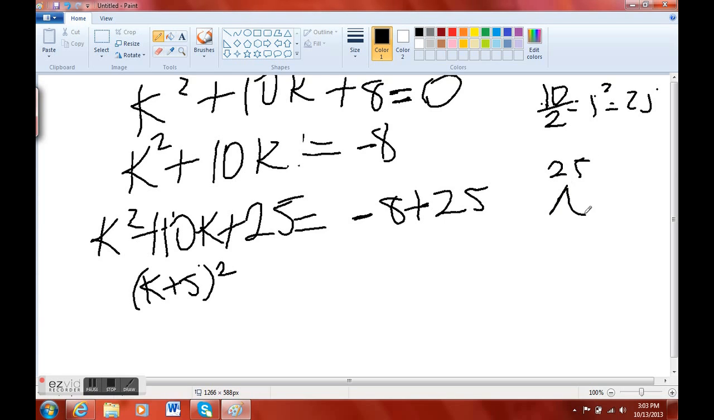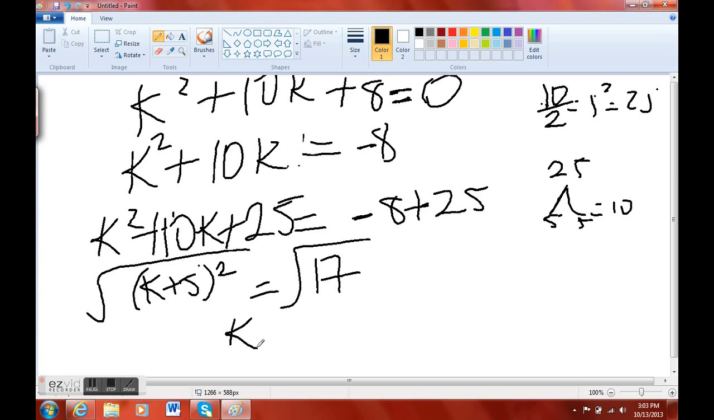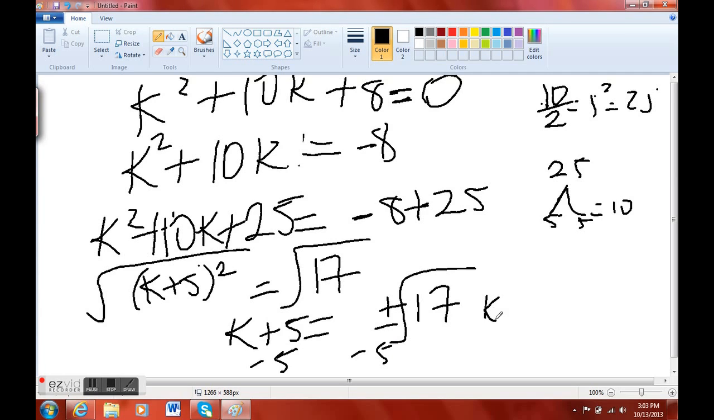And we take the square root of both sides, square root of 17. Subtract 5 from both sides. That gives you k equals negative 5 plus or minus the square root of 17. There you go. That's the answer.